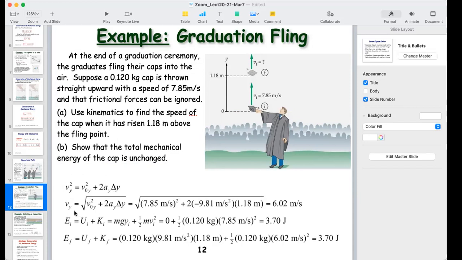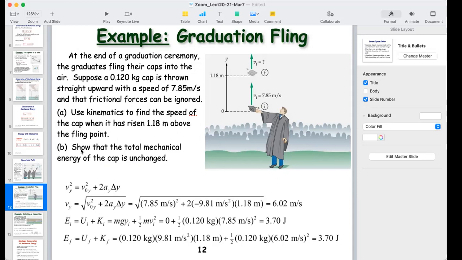So if you do the calculation, we find the square root of V naught squared, the initial velocity, which is 7.85 meters per second, squared, plus 2 times a, which is minus 9.81 meters per second squared, multiplied by delta y, which is 1.18 meters. And this brings us to 6.02 meters per second. Now, this was the first answer, number A.